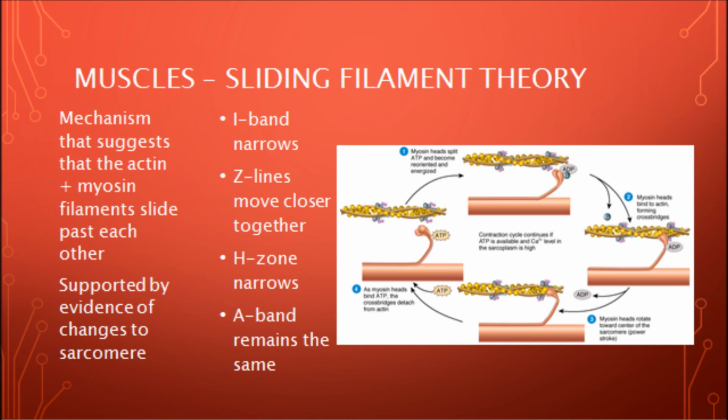Sliding filament theory is a mechanism formed of cross bridges between the myosin and actin filaments. The I bands narrow and the Z lines move closer together, suggesting a movement, as well as the narrowing of the H-zone found in the anisotropic band. However, this remains the same size, discounting the theory that the filaments shorten.